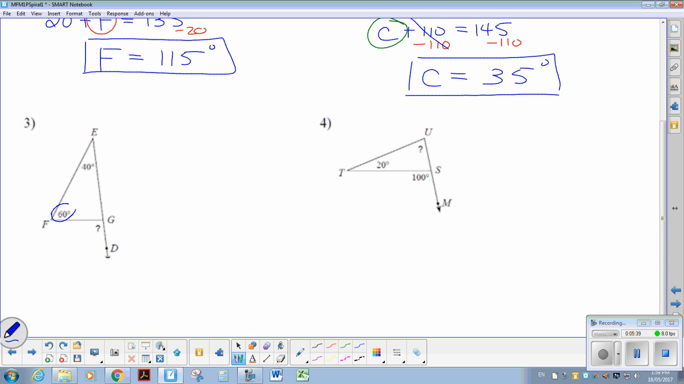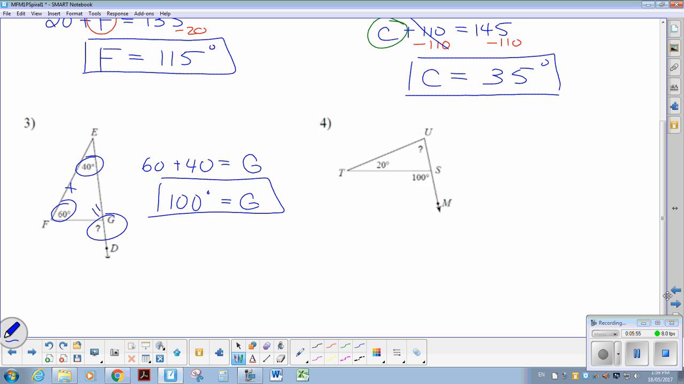We know that that angle plus that interior will equal the exterior, so 60 plus 40 is going to equal G. So in this case, we jump right to a final answer. We don't need to rearrange our equation. And G is 100 degrees.